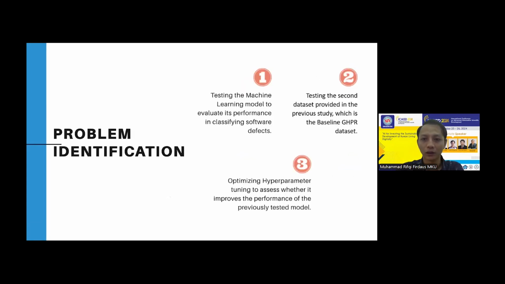Problem identification. First, testing the machine learning model to evaluate its performance in classifying software defects, and then testing the second dataset provided in the previous study, which is the baseline GHPR dataset, and last, optimizing hyperparameter tuning to assess whether it improves the performance of the previously tested model.